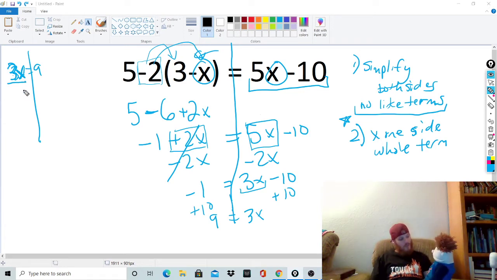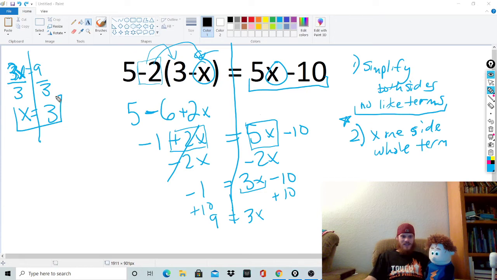Exactly, because the default of an equation is always multiplication. If you don't see an operation, you know it's multiplication. So I'm going to divide by 3, because keep in mind, 3 divided by 3 makes 1, right? So now I have 1x, or x, all by itself. But what you do to one side, you do to the other. So what do I divide this side by? 3. Good job. And 9 divided by 3 is? 3. Good. So x equals 3.